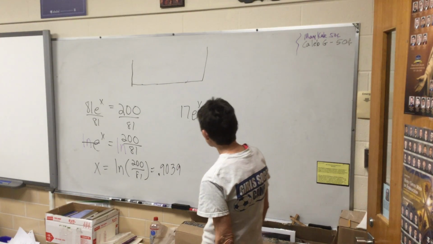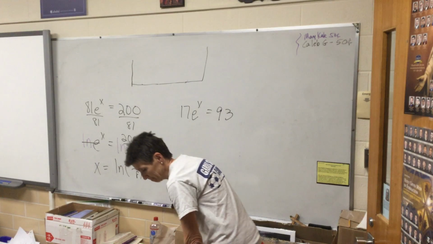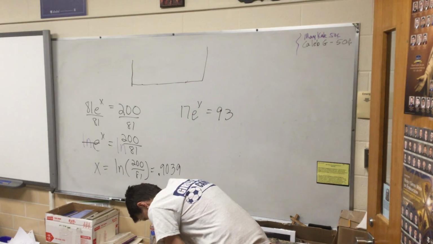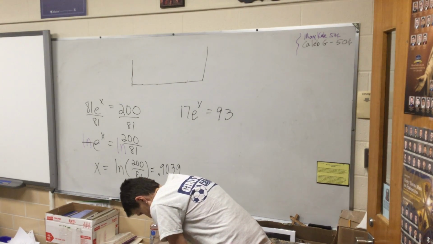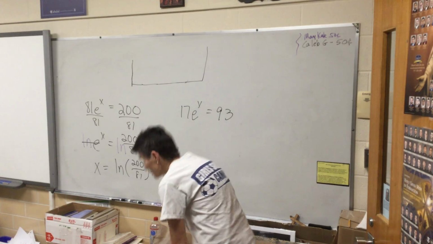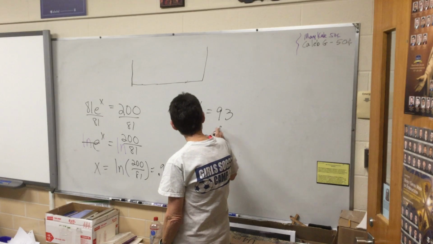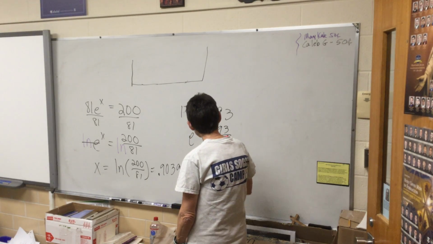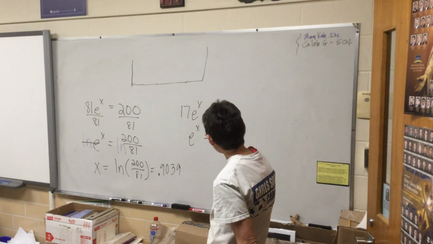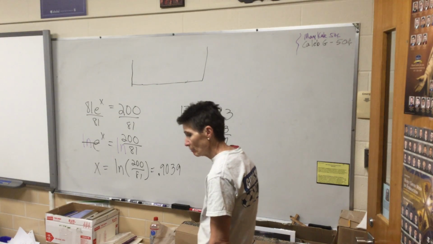Farrell, what do you think we might do to start? Divide, absolutely. This is exactly the same kind of problem. We're going to divide. And once again, I don't think 17 goes into 93. So I'm just going to leave it as a nice little fraction.